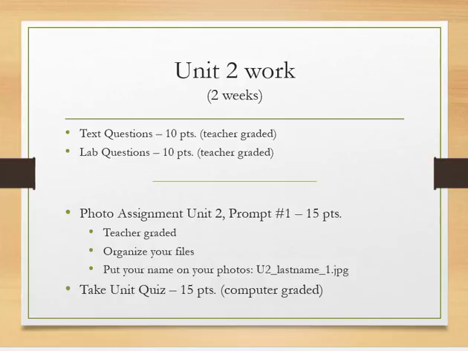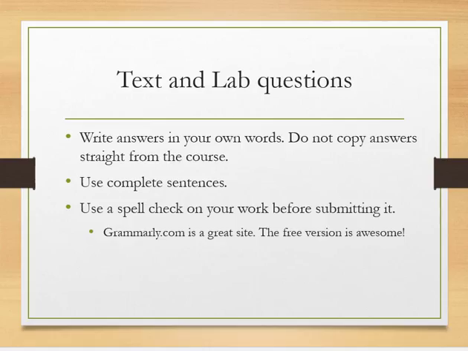For this unit, Unit 2, this is 2 weeks. The first week of Unit 2 are the text questions for 10 points. Those are teacher graded, and then the lab questions for 10 points, which are also teacher graded. And then we'll also have the photos assignment the next week. And for Unit 2, we're going to follow prompt number 1. And these are teacher graded as well. Make sure you start organizing your files by unit or chronologically, however you want to keep track of them so you can find them. And I want you to put your name on the photo so when I download them, I know who belongs to which ones. There is a unit quiz for 15 points. That is computer graded, and it will be instantly scored and put in the gradebook for you.